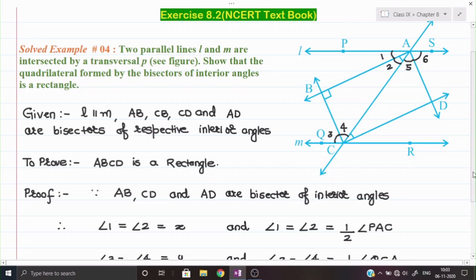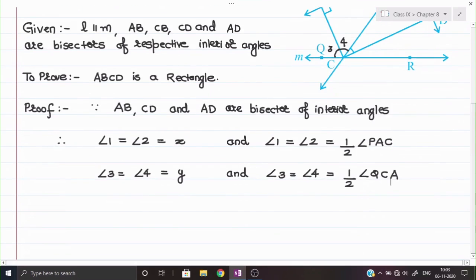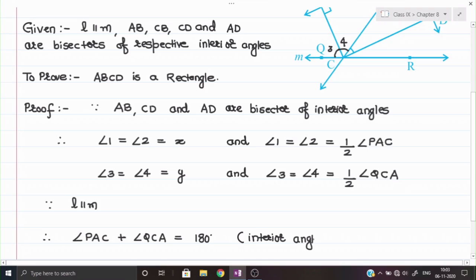Now see, we are given that L is parallel to M. So we will write down further, since line L is parallel to M, therefore angle PAC plus angle QCA will be equal to 180 degrees. Here the reason can be given: interior angles. Okay, how can we say they are interior angles? Once you check properly angle PAC and angle QCA.